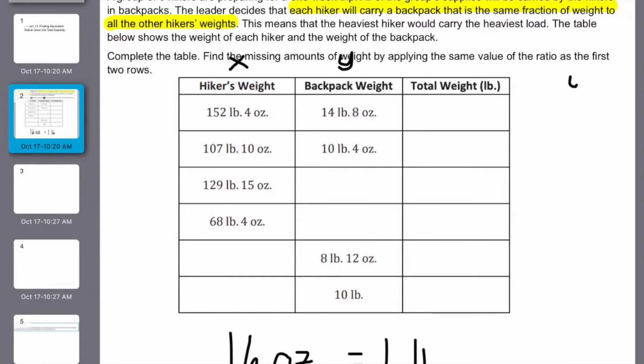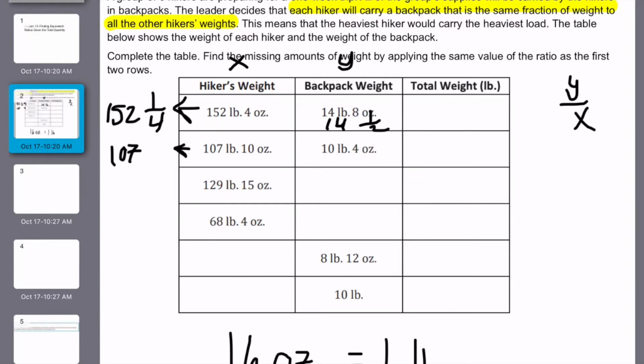So again, I'm going to do y over x. And it's probably important that I change some of these ounces into fractions. So I know that this is the same thing right here as 152 and 4 over 16, or 1/4. 14 pounds, 8 ounces is the same thing as 14 and 1/2. And I'm just going to go ahead and change everything here. So this is going to be 107.